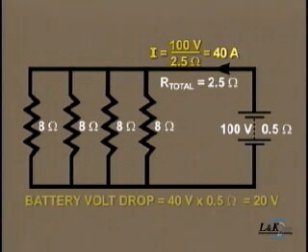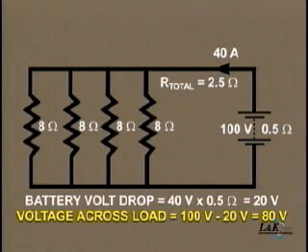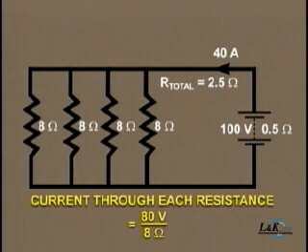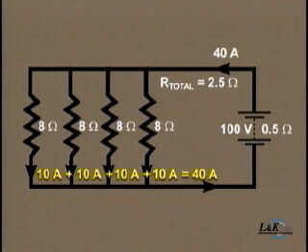The voltage drop through the battery is equal to 40 amps times 0.5 ohms. That equals 20 volts. This means that we have only 80 volts acting across the 4 parallel branches. From this we can calculate that the current flowing through each branch is equal to 80 volts divided by the branch resistance 8 ohms, and this comes to 10 amps. Therefore, the total current flow through all 4 branches is equal to 40 amps. This checks with our first calculation.